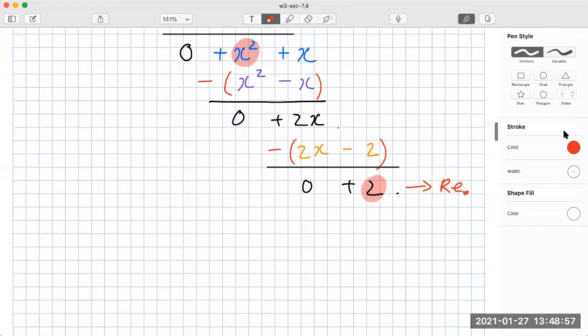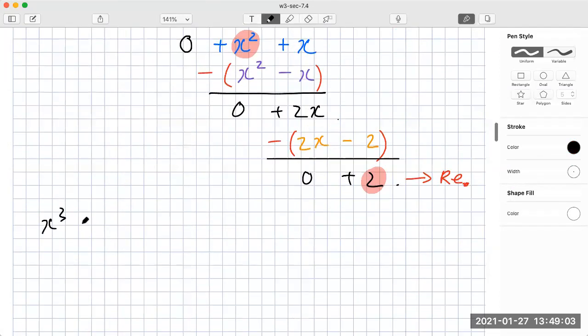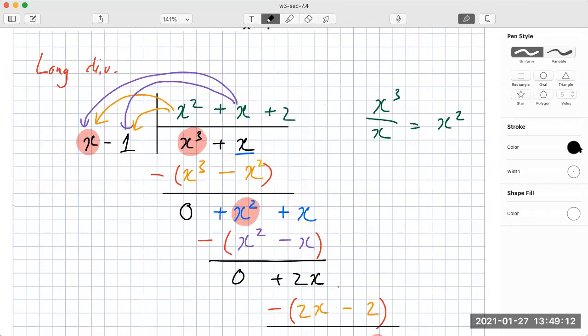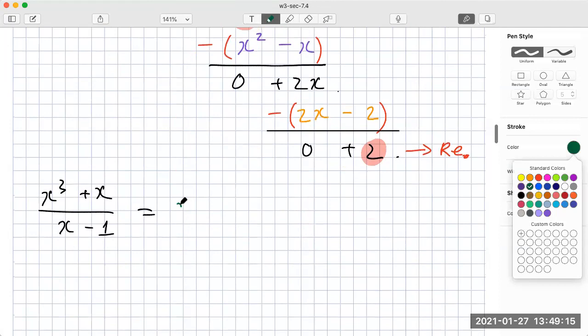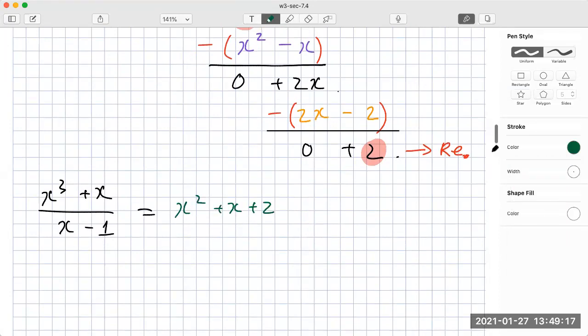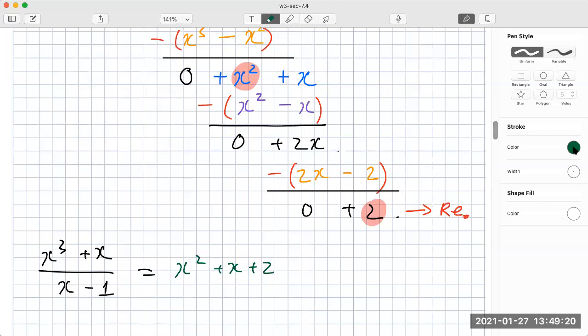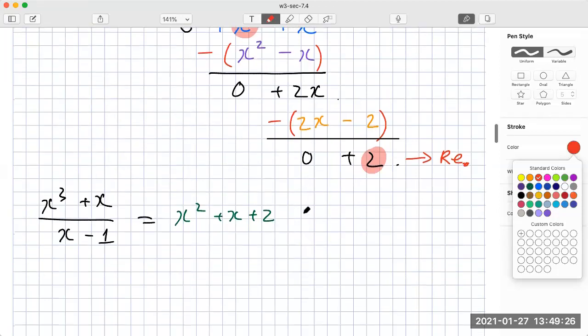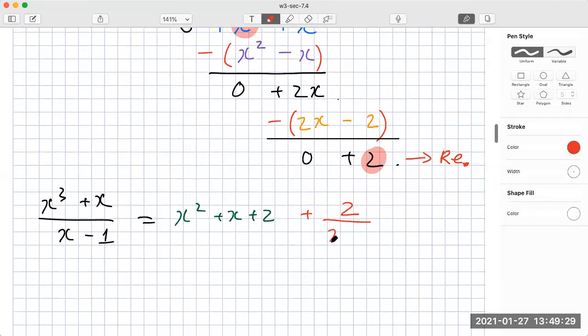Okay, so therefore, we can write, it means that x squared plus x here divided by x minus 1 will be this guy, the green one here, x squared plus x plus 2, right? And plus 2 divided by this guy, right? So, are we good?